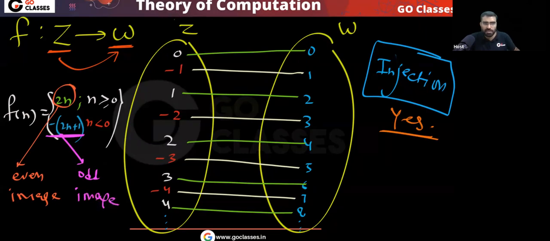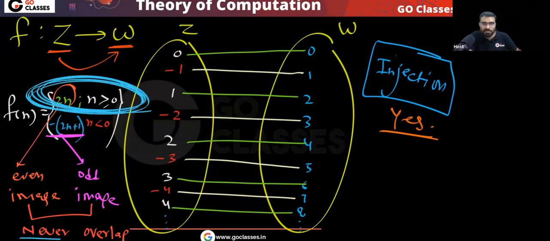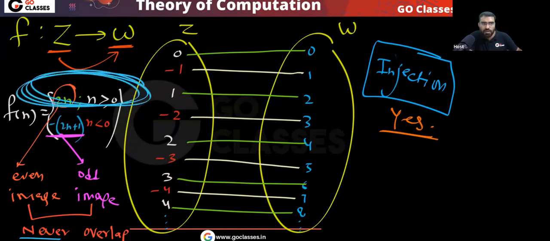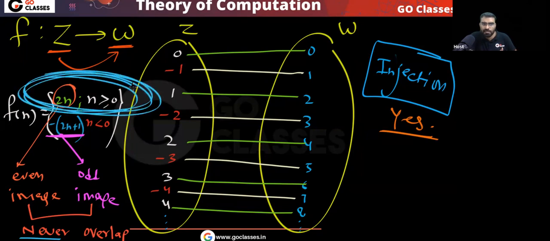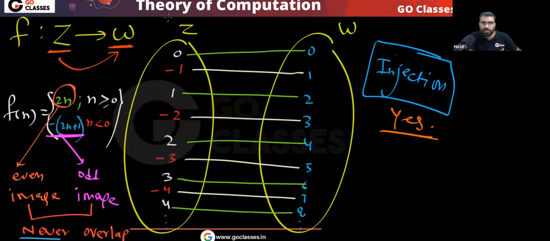First of all, they will never overlap. And you can easily notice here, will any two numbers get the same image? Just focus here. These two things will never overlap. Now tell me, within this, for n greater than or equal to 0, can you get the same image for different elements? No. Here, can you get the same image for different elements? Again, no. So this is an injection.